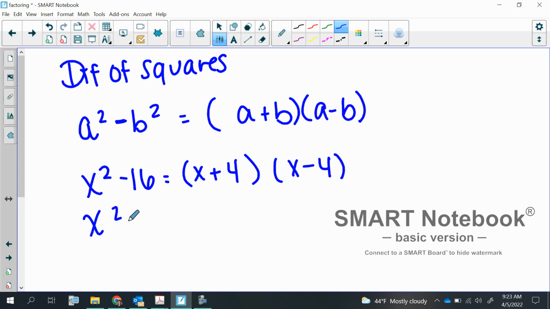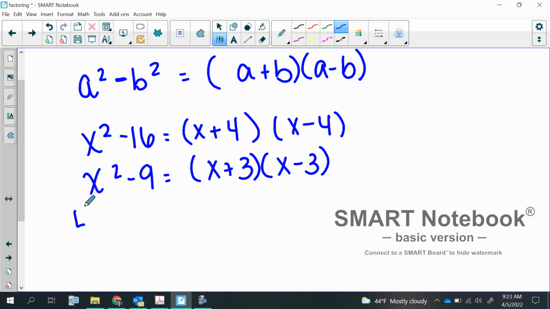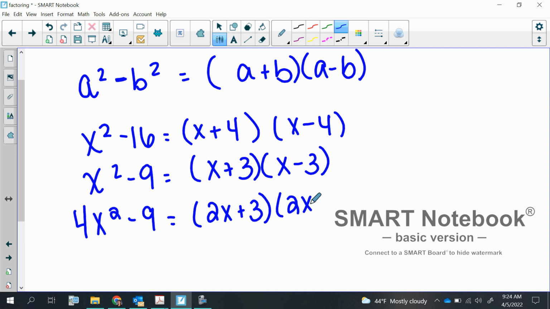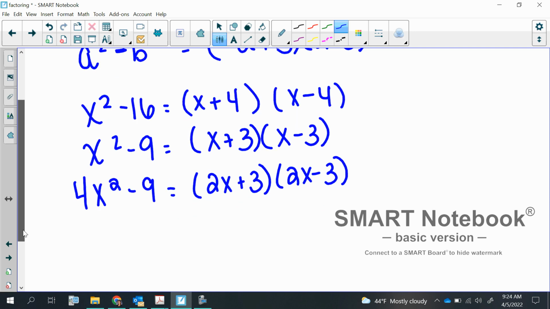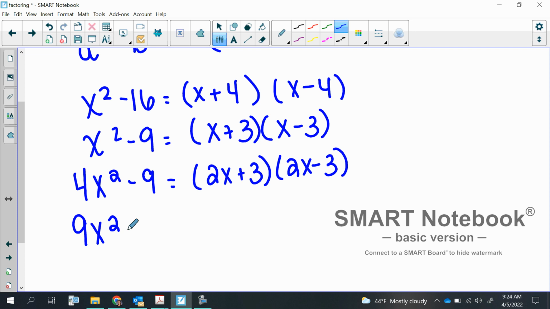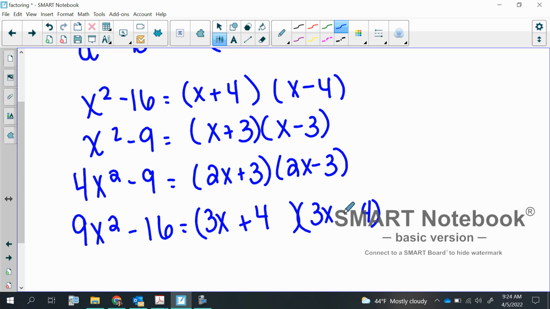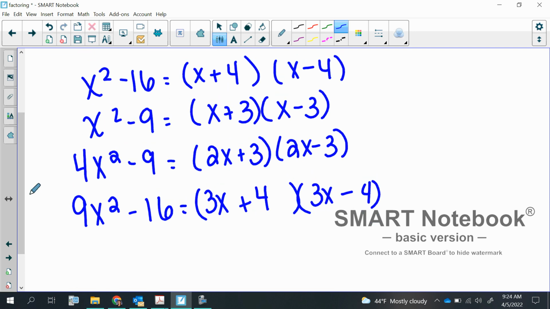Another common one is x squared minus 9. So that's x plus 3, x minus 3. But we can also see difference of squares with a 4 in front. The square root of 4 is 2. So rather than just having x, you'll have 2x plus 3, 2x minus 3. Maybe in front it's a 9, 9x squared minus 16. Again, you take the square root of this, you get 3x. Square root of 16 is 4. So you'll get 3x plus 4, 3x minus 4. And that's all difference of squares is.